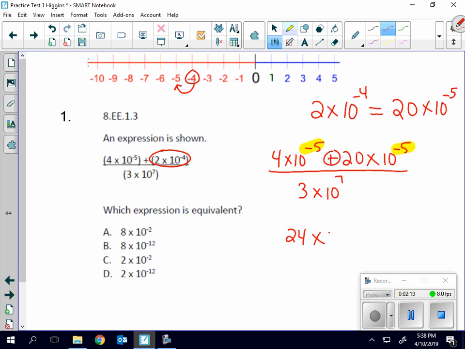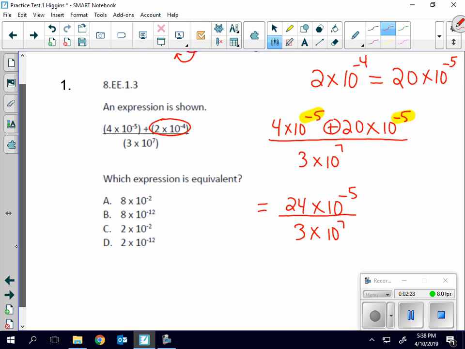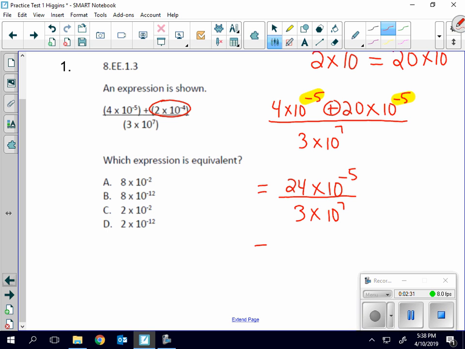Okay, and then I still have times 10 to the -5th power. So this is the same as above. And then our denominator is, of course, 3 times 10 to the 7th power. So all I did is I added my 2 numerators. Now I'm going to do my division, where I divide my numbers out front. That gives me an 8. And then I do my power of 10. So it's keep your base and subtract those exponents. So this is 8 times 10 to the -12th power, which is answer B.